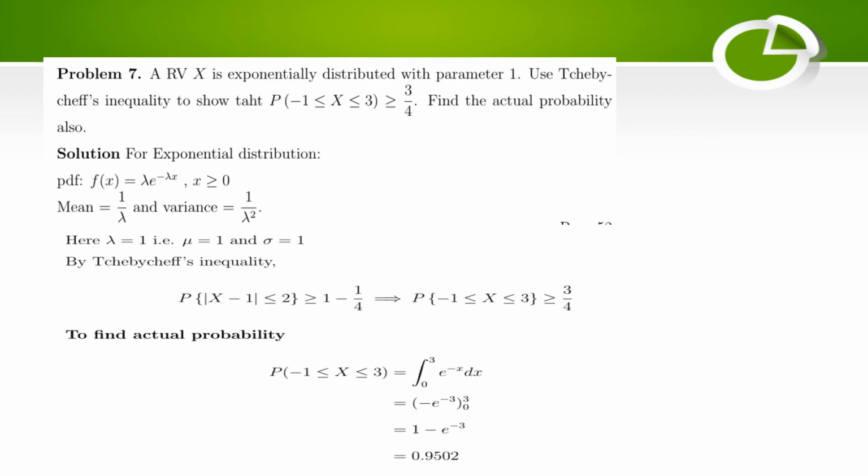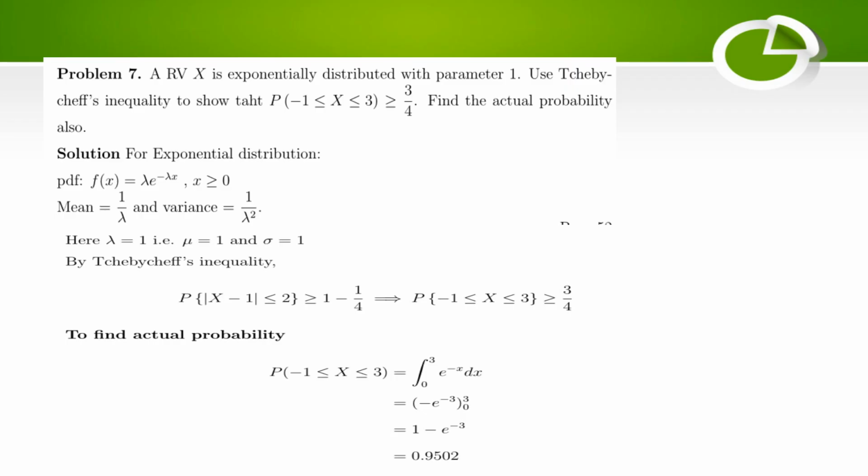Problem 7. A random variable X is exponentially distributed with parameter 1. Use Tchebycheff's inequality to show that P(−1 ≤ X ≤ 3) ≥ 3/4. Find the actual probability also.